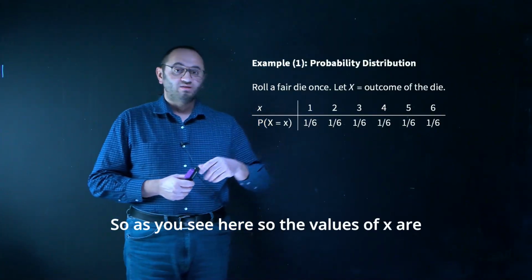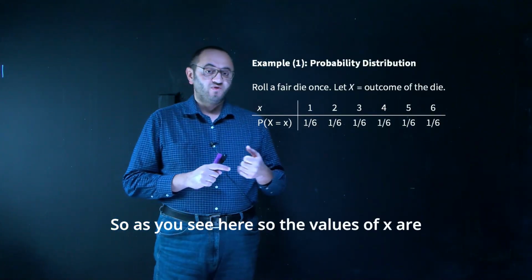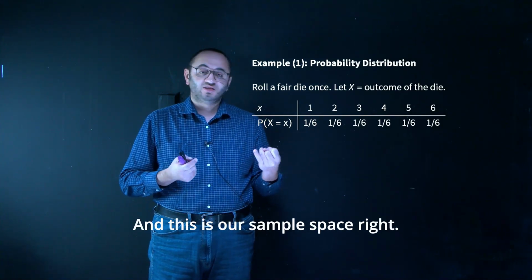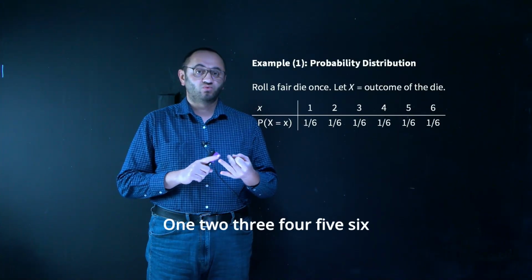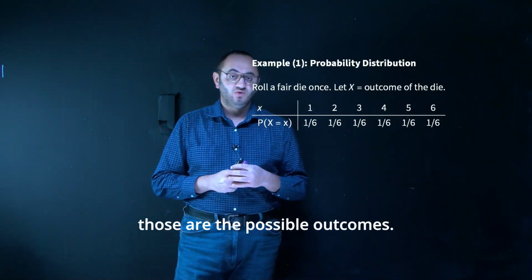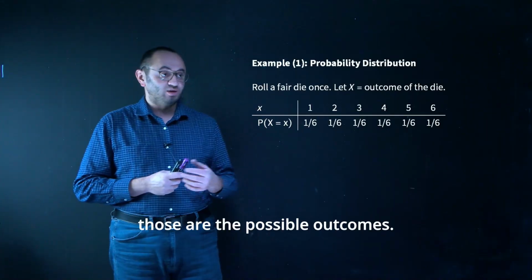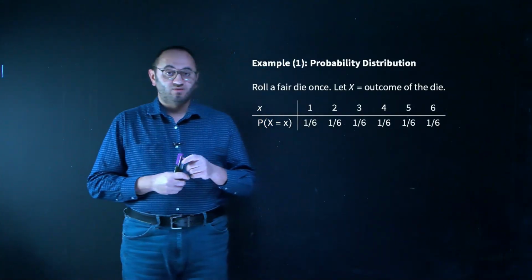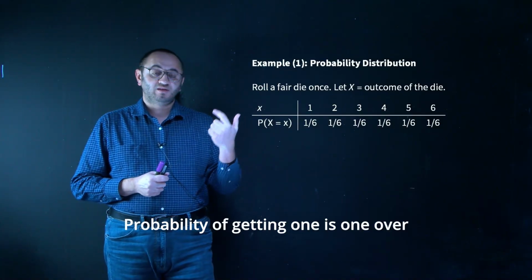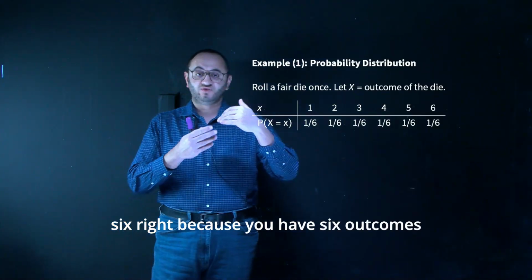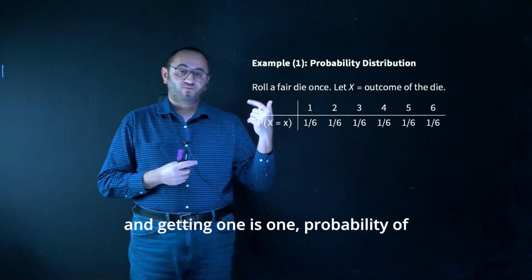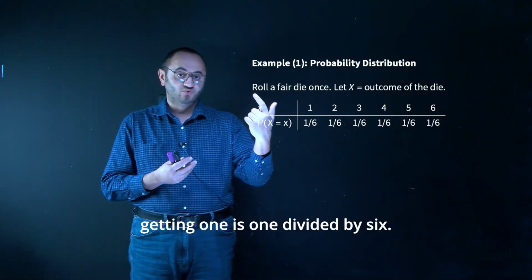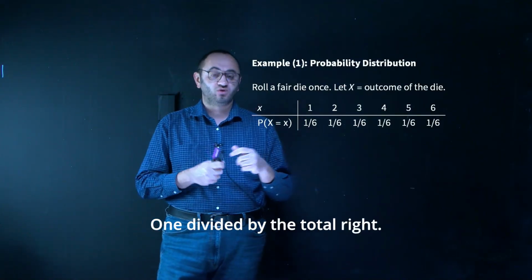As you see here, the values of x are all of the possible outcomes, and this is our sample space: 1, 2, 3, 4, 5, 6. Those are the possible outcomes. Now, what is the probability of each one? Probability of getting 1 is 1 over 6, because you have 6 outcomes, and getting 1 is 1. Probability of getting 1 is 1 divided by the total.